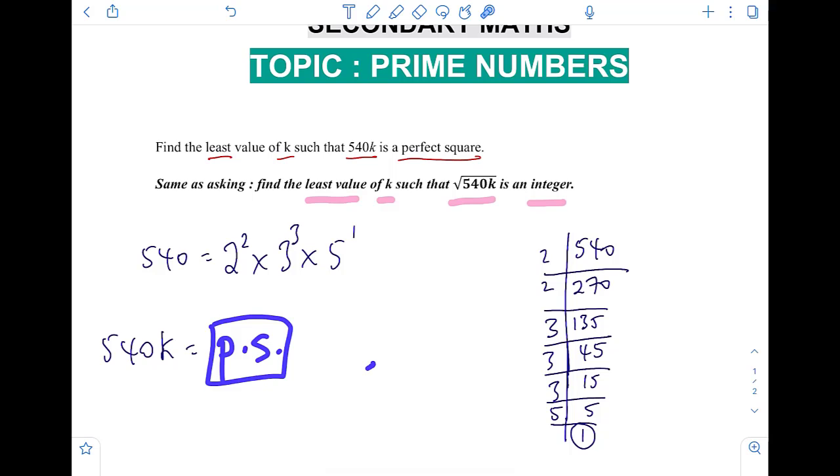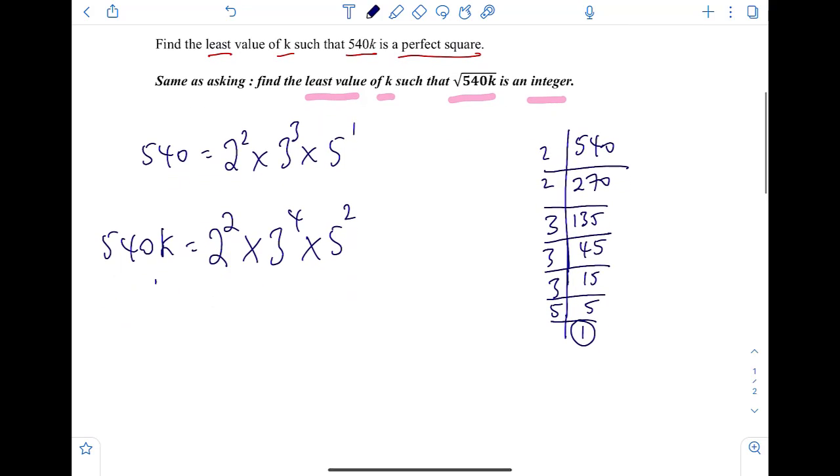Now, what is that perfect square? That perfect square will contain 2 squared. You don't change that. But 3 cubed you must change. You must push it up to 3 to the power of 4, because you want it to be a perfect square kind of number. Times 5 to the power 1, change it to 5 squared. Alright, nice. Now, how do I find k?